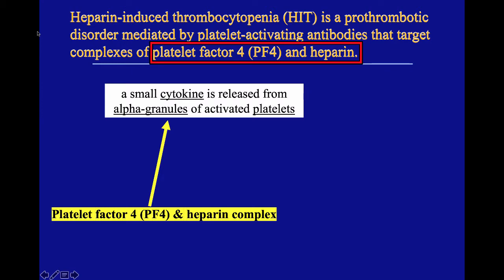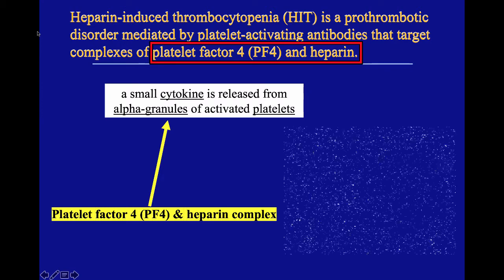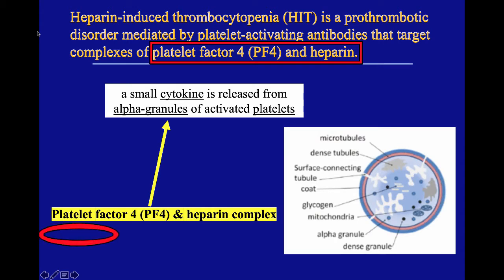What is platelet factor 4? It's a small cytokine that's released from the alpha granules of platelets. And so if you look inside a platelet, one of its components is called an alpha granule. And inside the alpha granule, there are cytokines and chemokines like platelet factor 4 that can be released when the platelet is activated. So this is an immunological phenomenon caused by the use of heparin.